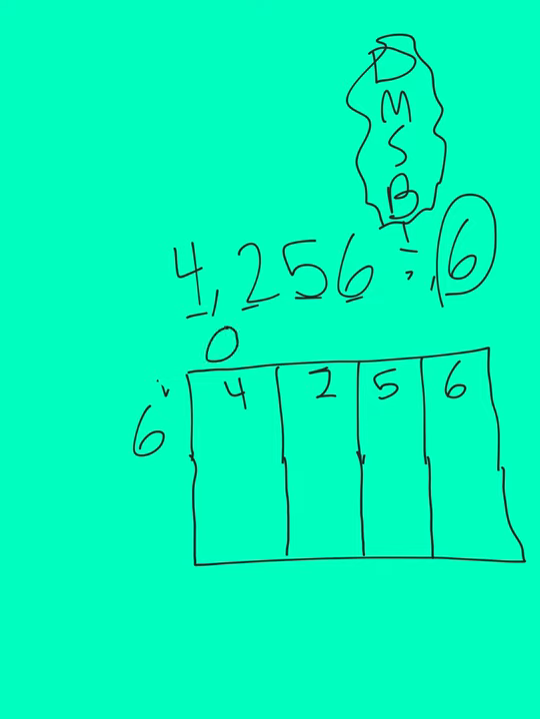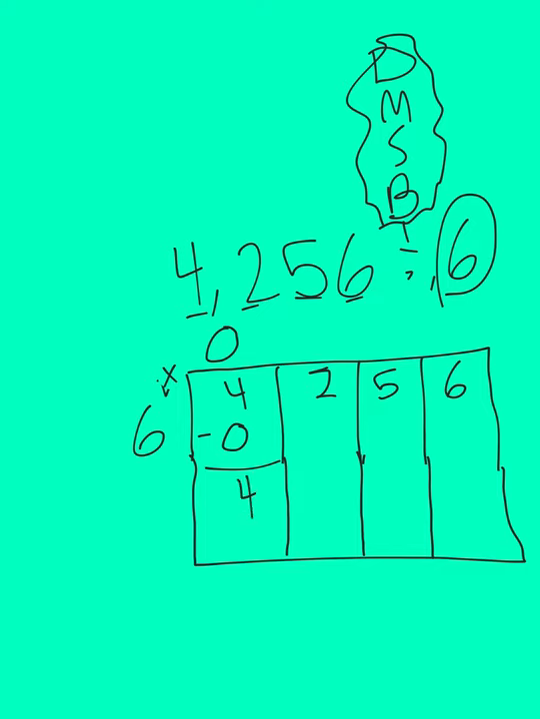Remember, we always write the answers to our division problems on the top, whether it's standard algorithm or box method. And then we multiply. 6 times 0 equals 0. And now we're going to do our subtract step. We're going to subtract 4 minus 0 and get 4 left over.